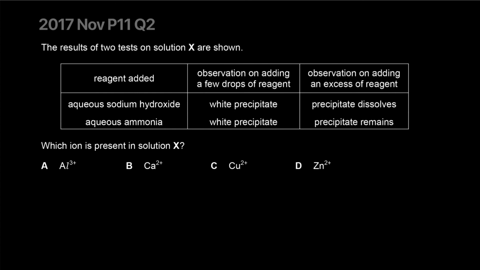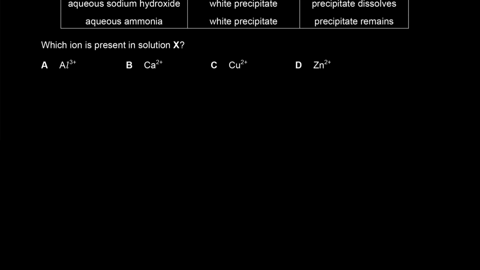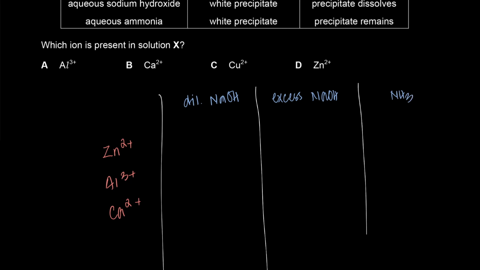Let's try to zoom a bit. Okay, we can zoom. So the table is, you debate between the zinc ion, the aluminum ion, and the calcium ion, and you compare them. So you start with dilute NaOH, then you have concentrated or excess NaOH, then you add NH3.